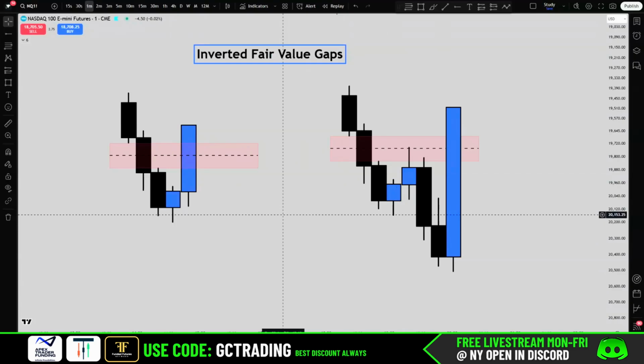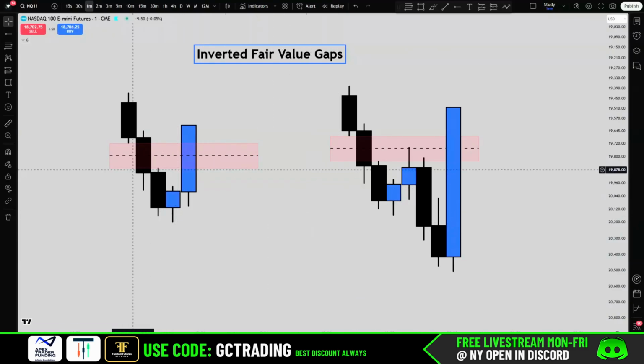I do not recommend just blindly taking every single inverted fair value gap, okay? I recommend having context with it, maybe like a higher time frame PD array, SMT, liquidity sweep, things like that, okay? Really create an entry model and then use an inverted fair value gap for the final entry confirmation or something like that. So yeah, let's go take a look at the chart. Let's look at some inverted fair value gaps, and yeah, let's go.